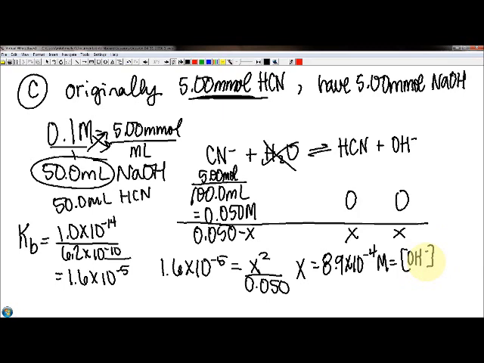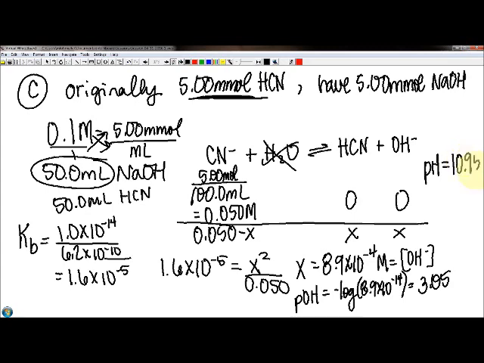So now that we know the OH-, we can solve for the pOH by taking the negative log of that, and the pOH I got to be 3.05. So then for the pH, we have to subtract that from 14, and the pH is 10.95. So at the equivalence point, the pH will be 10.95. So we can do these calculations for any point on our titration curve when we have a titration of a weak acid with a strong base.